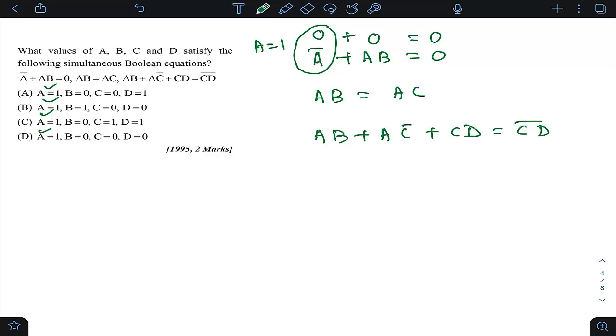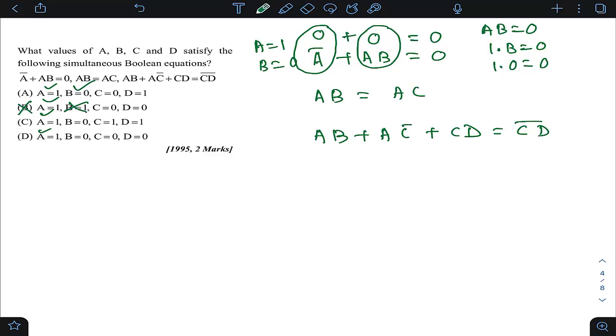Next, you need AB equal to 0. You already have the value of A, so 1 AND B must equal 0. If you make B equal to 1, then 1 dot 1 is 1, so B is not 1. B should be 0, because 1 dot 0 equals 0. So B equals 0, and the option B equals 1 is not valid.